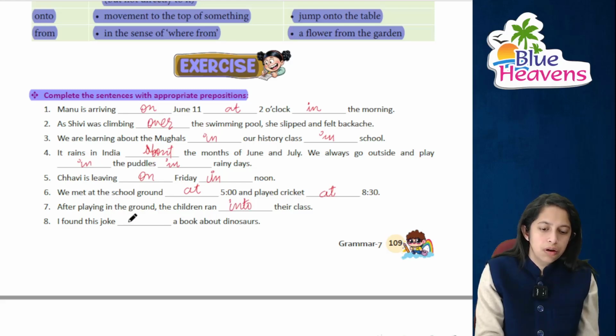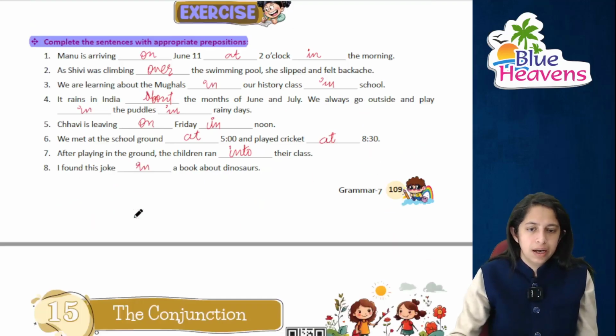I found this joke dash a book with dinosaur. I found this joke in a book about dinosaurs, right?